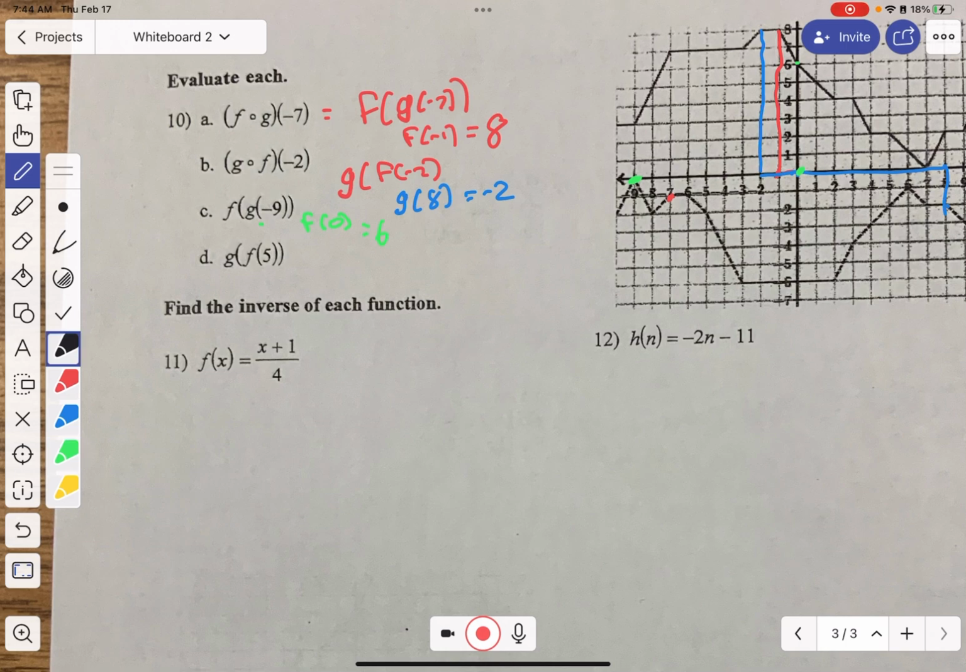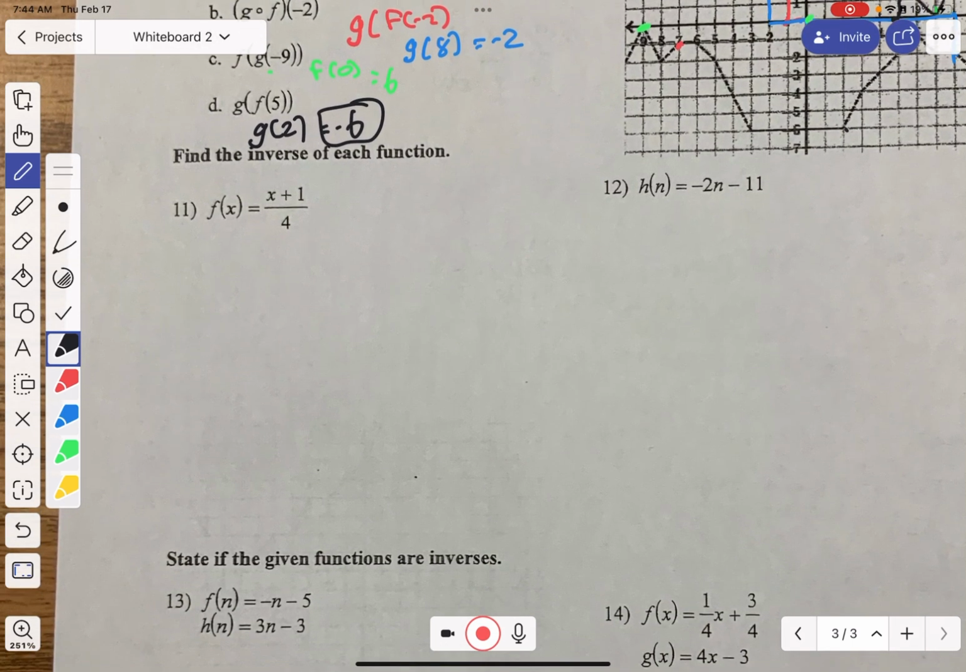And then the last one, f of 5. There's 5. We have to go up. That's 2. So I have to find g of 2. g of 2 is equal to negative 6. Remember, the x value tells you to go left and right, and then you go up and down to find the intercept.